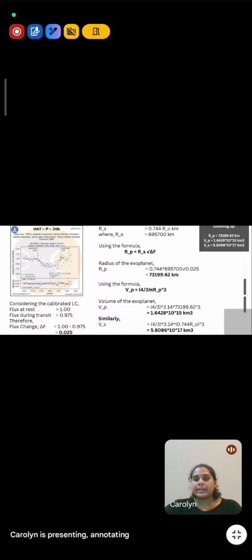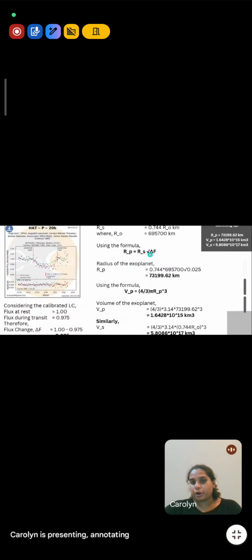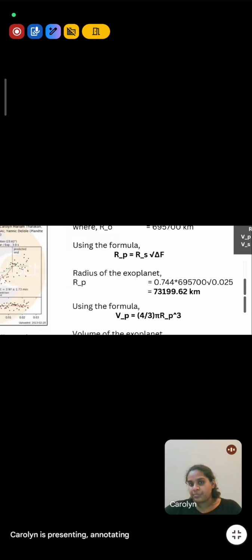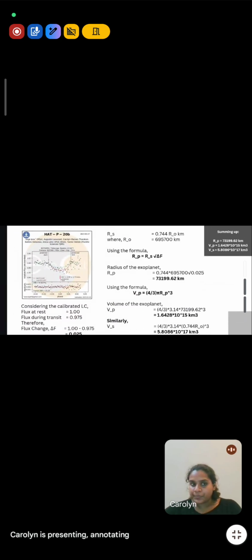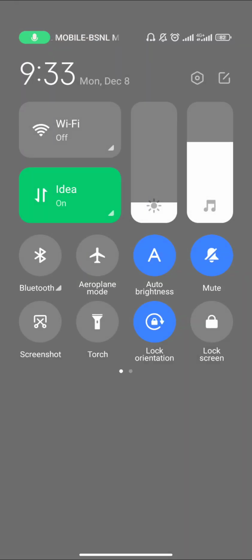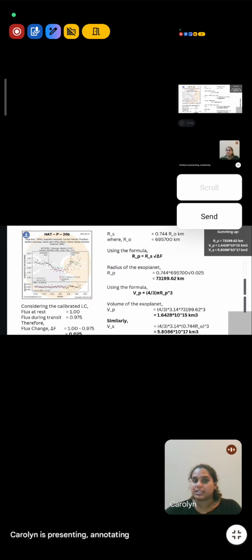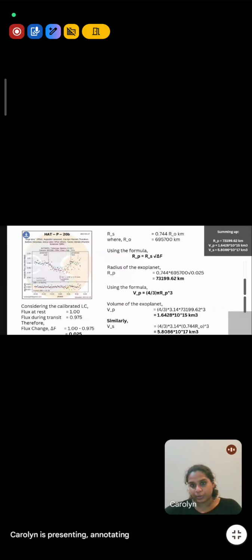All right. And you also have this formula which you have to keep in mind. Now, the radius of the exoplanet is what we are trying to calculate. The radius of the exoplanet is equal to the radius of your host star times the square root of the flux change. Whatever flux change is happening, you take the square root of it and multiply it by the radius of your star to get the radius of the exoplanet.